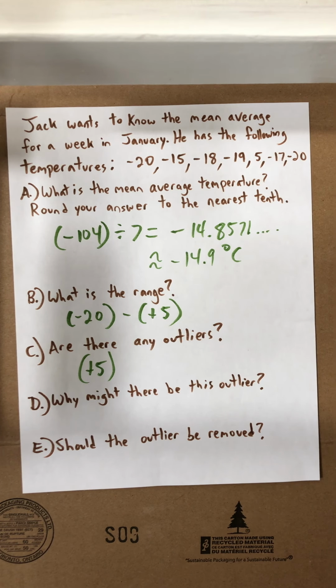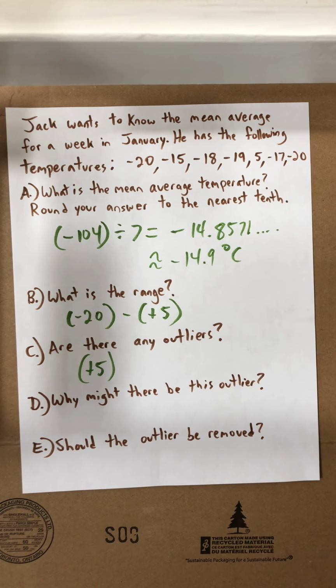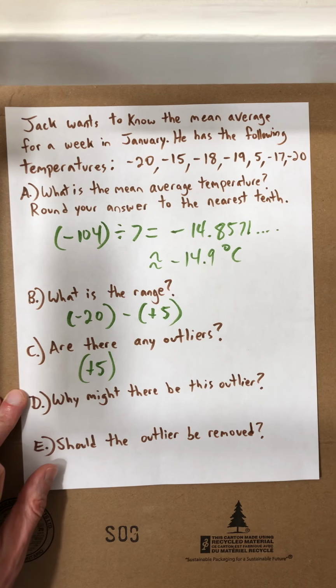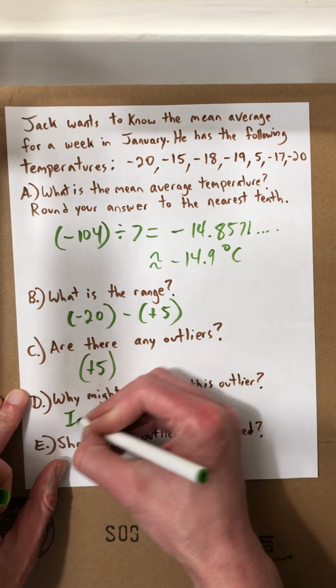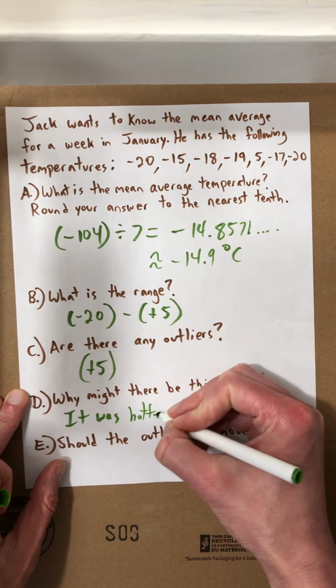So why might there be this outlier? Well, these were the temperatures, and probably there was just one really warm day. It does happen occasionally. We get positive temperatures here in Manitoba, even in January. So I think that this outlier exists because it was hot that day. So why might there be this outlier? It was hotter than normal.